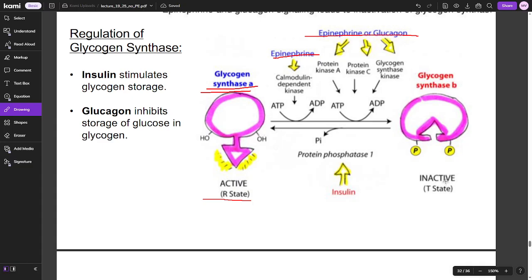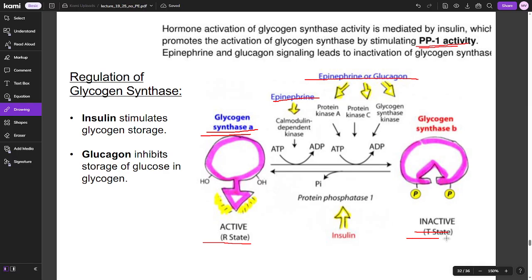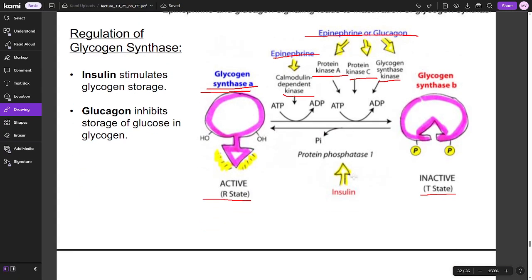You have the R state and the T state, right? So dephosphorylation leads to the R state of this enzyme, and phosphorylation leads to the T state, right? So, with that in mind, we can say that all of these kinases lead to the inactivation of glycogen synthase, right? And using insulin, dephosphorylation leads to activation of glycogen synthase, right?